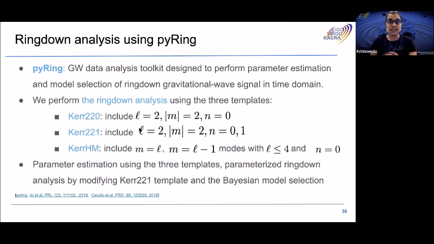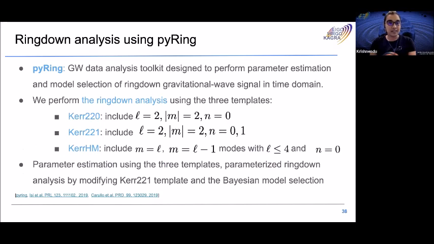In this presentation, we have two different kinds of black hole spectroscopy analysis. The first one I'm discussing here is the pyRing analysis. pyRing is a gravitational wave data analysis toolkit designed to perform both parameter estimation and model selection of gravitational wave ringdown radiation, which is a Python-based toolkit implemented in the time domain.